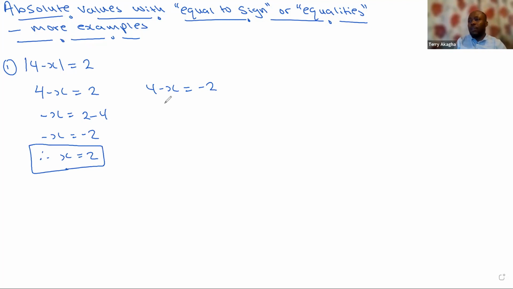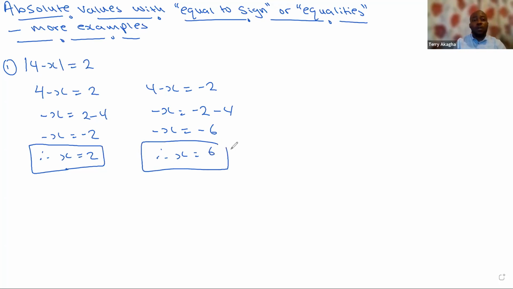Okay? Then the same thing is going to be 4 minus x will be equal to minus 2 minus 4. So that means to take 4 to the other side. Does that make sense? Then minus x will be equal to minus 6. So therefore x will be equal to 6.